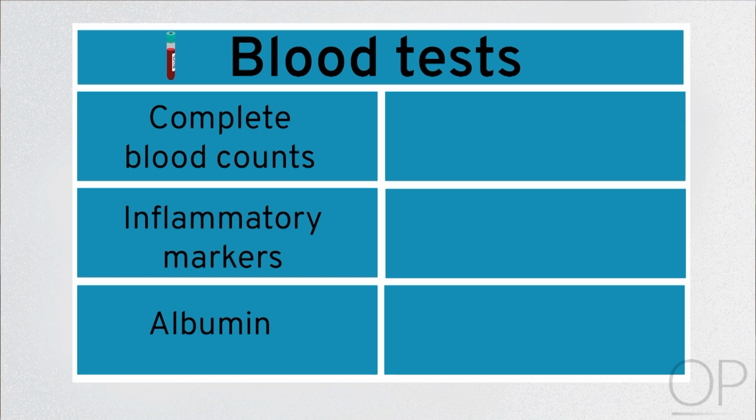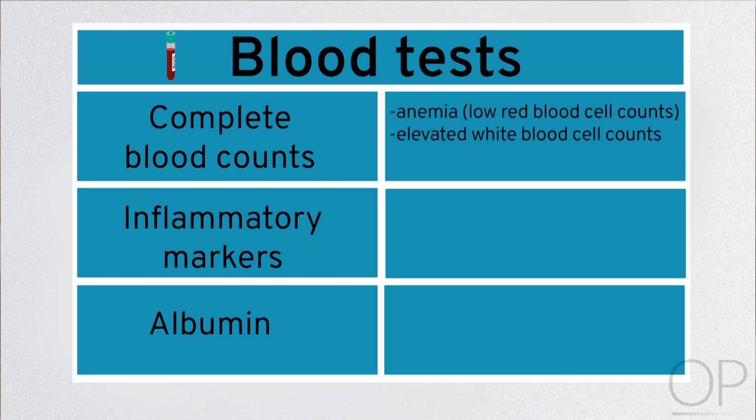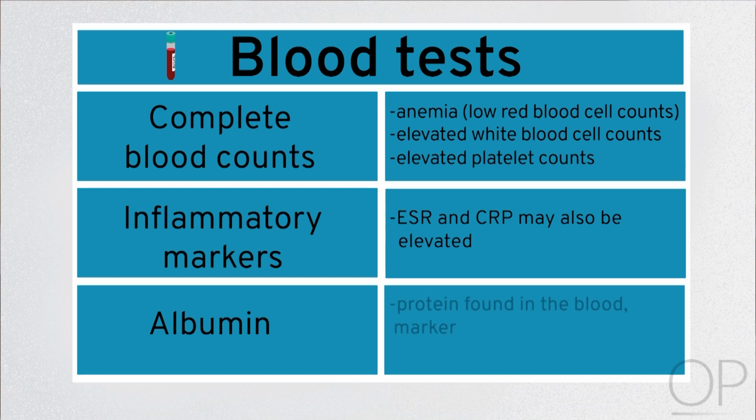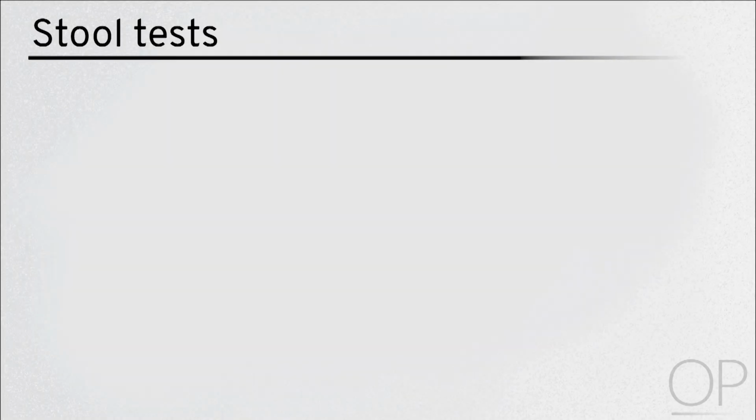Complete blood count may demonstrate anemia, or low red blood cell counts, elevated white blood cell counts, and elevated platelet counts. Systemic inflammatory markers, known as ESR and CRP, may also be elevated. Albumin, which is a protein found in the blood, serves as a marker of nutritional status and may be low in patients with IBD. It is important to note that normal blood work does not exclude the diagnosis of IBD, especially in mild cases.